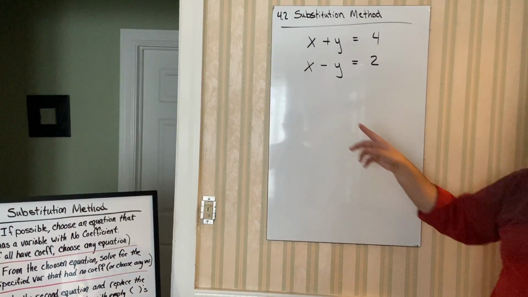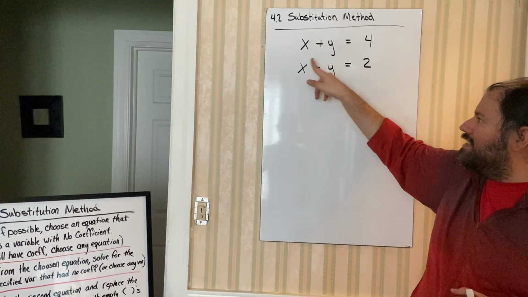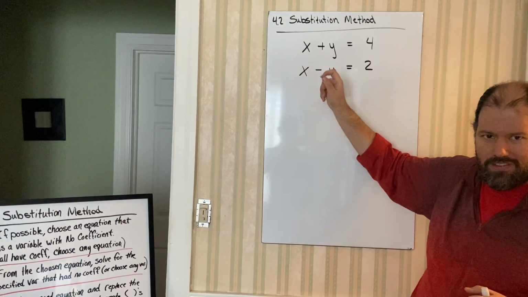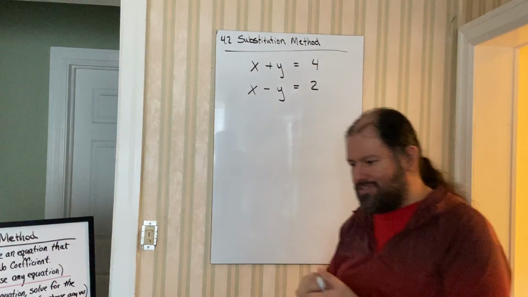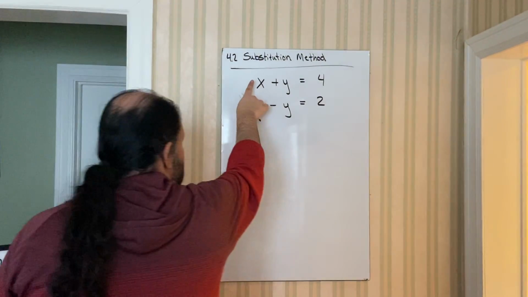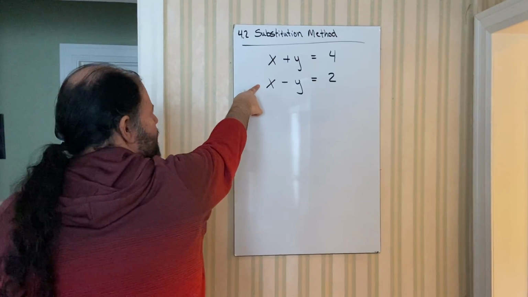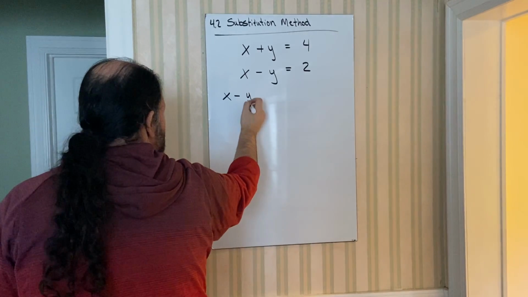So just choose. Now again, if this had a 5 and this had a 7 and this had a 3 and this was nothing, then you would choose the equation that had no coefficient. But since I can choose either this or this, it doesn't matter. Choose one. Let's say I went for, I don't know, the bottom one. Doesn't matter. Choose one of the equations that had no coefficient.